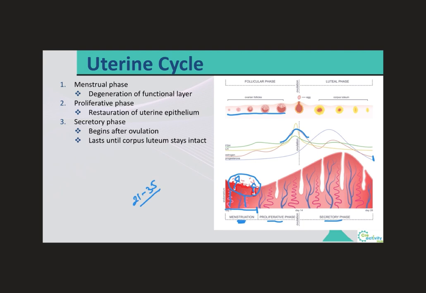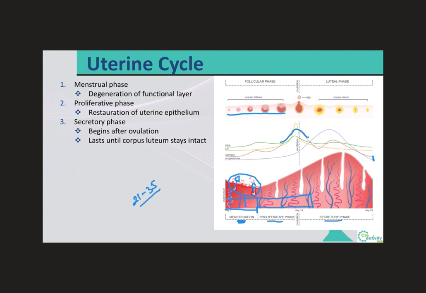Next, we have the proliferative phase. So during menstruation, the circulatory supply to the basal layer of the endometrium, including the basal portion of the uterine glands, remains constant. Remember, I said that nothing happens to the basal layer. And as a result, the basal layer of the endometrium survives menstruation.